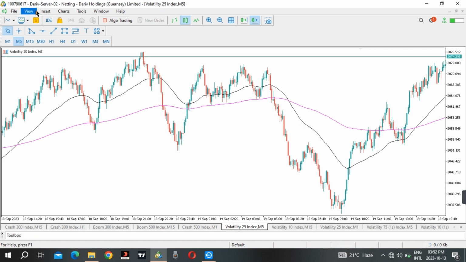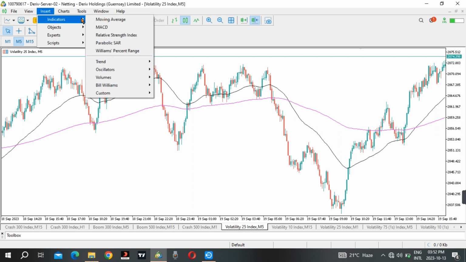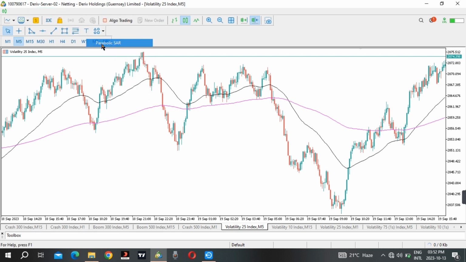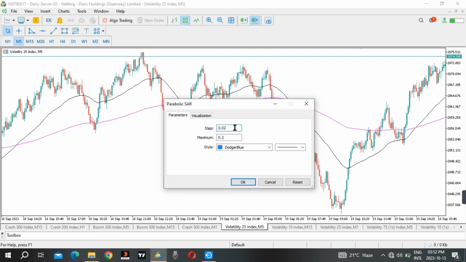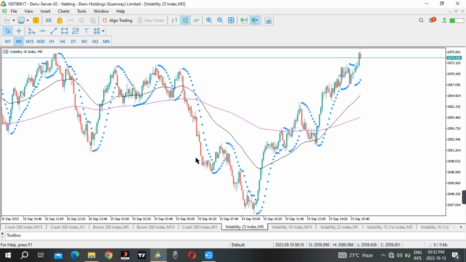Then I'm going to add the indicator that we're going to be using for entries. Right over here, we're going to be using the parabolic SAR dots. They are just the default settings. Then you click done. They're a little bit ugly, but if you're using it on your phone, they're a little bit smarter.